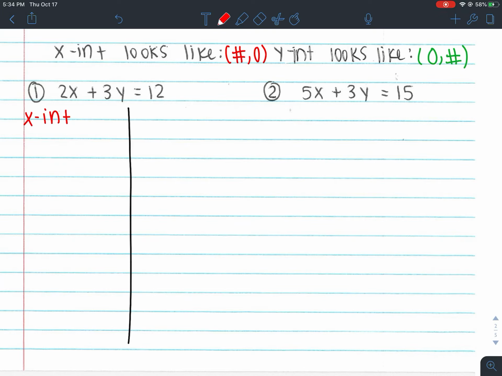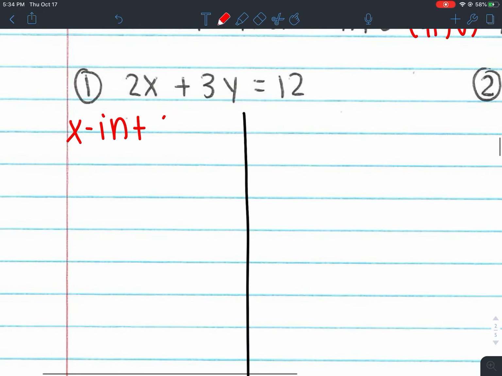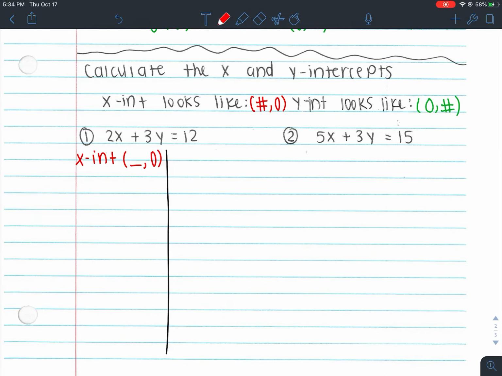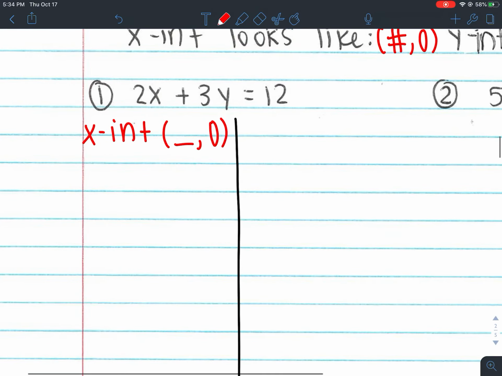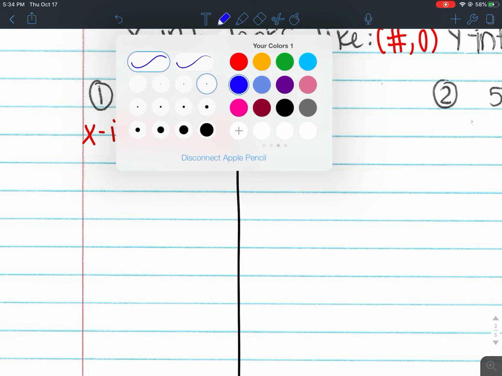Okay? Now, what does an x-intercept look like again? It's number, comma, 0. But do I know what that number is for this problem? I don't. So I'm going to put blank, comma, 0. I'm solving for that blank. I don't know what's in that blank.